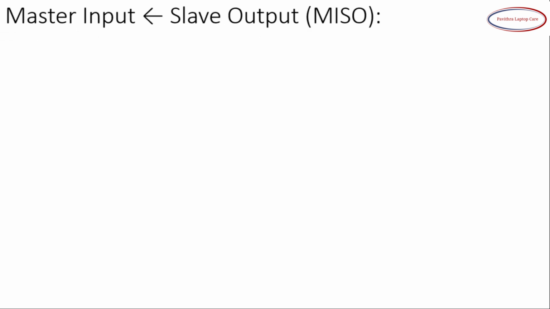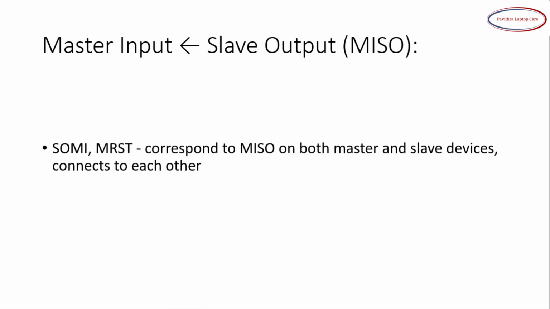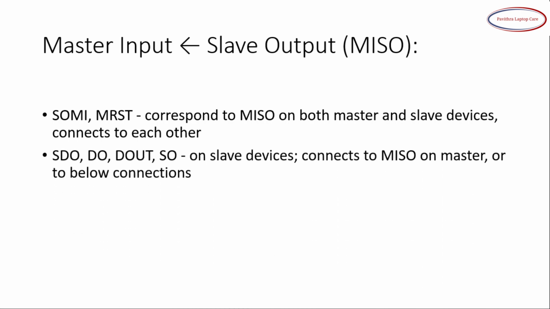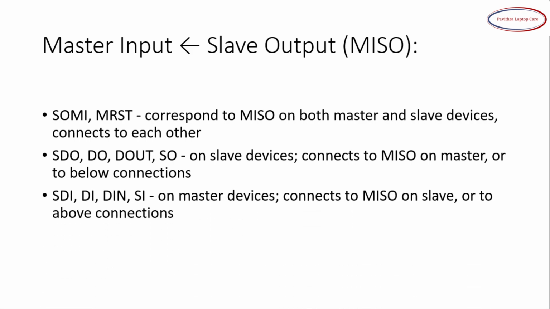Next, MISO: master input, slave output. It is from the slave and goes to the master input. SOMI, MRST correspond to MISO, and on both master and slave devices it connects to each other. SDO, DO, DOUT, SO on slave devices connects to MISO on the master. SDI, DI, DIN, SI on master devices connects to MISO on the slave.